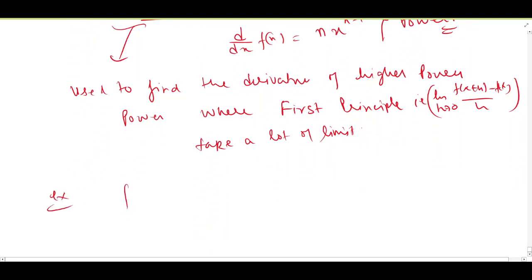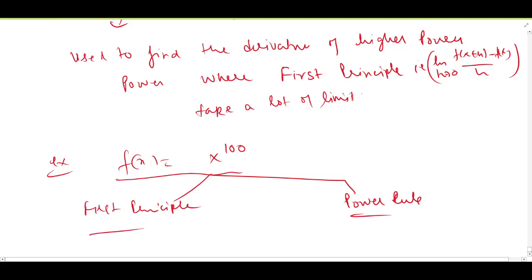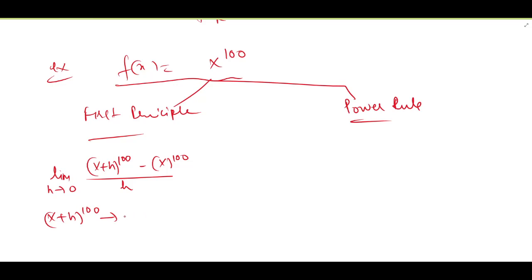So suppose we have an example, f of x is equal to x to the power 100. If we need to find the derivative, we have two methods, first principle and power rule. By first principle we get x plus h to the power 100 minus x to the power 100, divided by h, limit h tends to 0. If we need to expand x plus h to the power 100, it will take a lot of time. So we will not use first principle in case of higher powers.